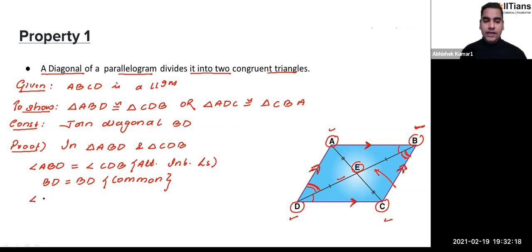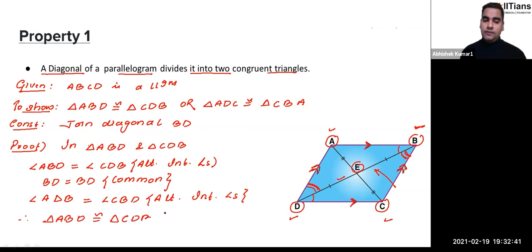So you are going to have angle ADB equals angle CBD. Okay, the reason is similar, that is alternate interior angles. All right, so we have this. Therefore, we can say that this triangle ABD is congruent to triangle CDB. By which rule? They both are congruent by ASA congruency rule. That is the two angles and the corresponding side.